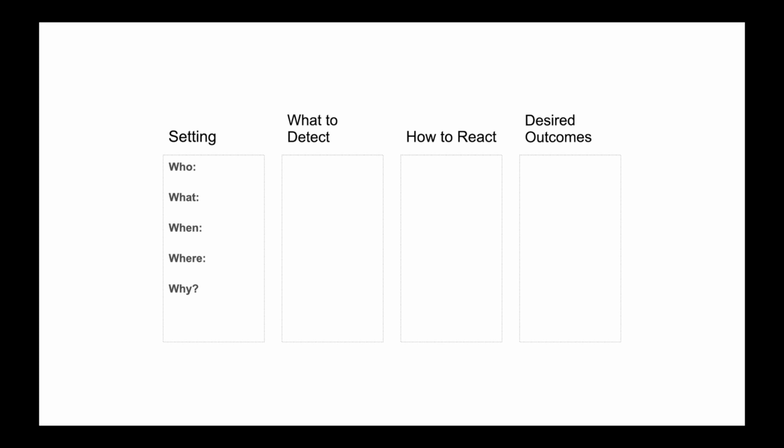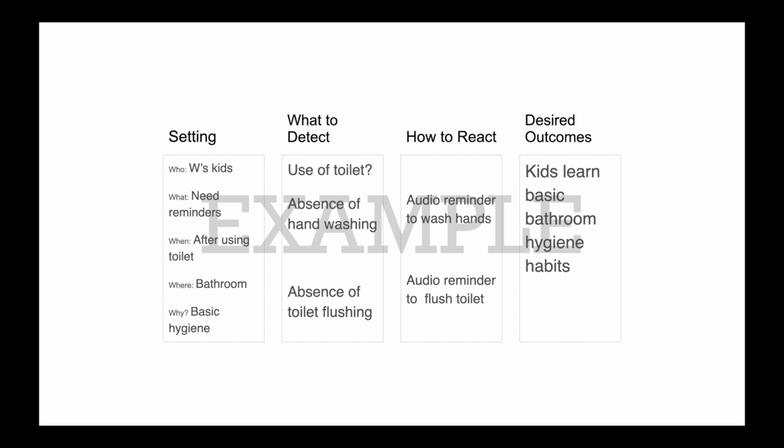And we also have an example: how do you make sure that your kids wash their hands when they go to the restroom? So who is involved? Someone's kids. What needs to happen? Well, the kids need to be reminded to actually wash their hands whenever they use the restroom or after using the toilet, in the bathroom. And why is this important? Well, this is teaching basic hygiene.